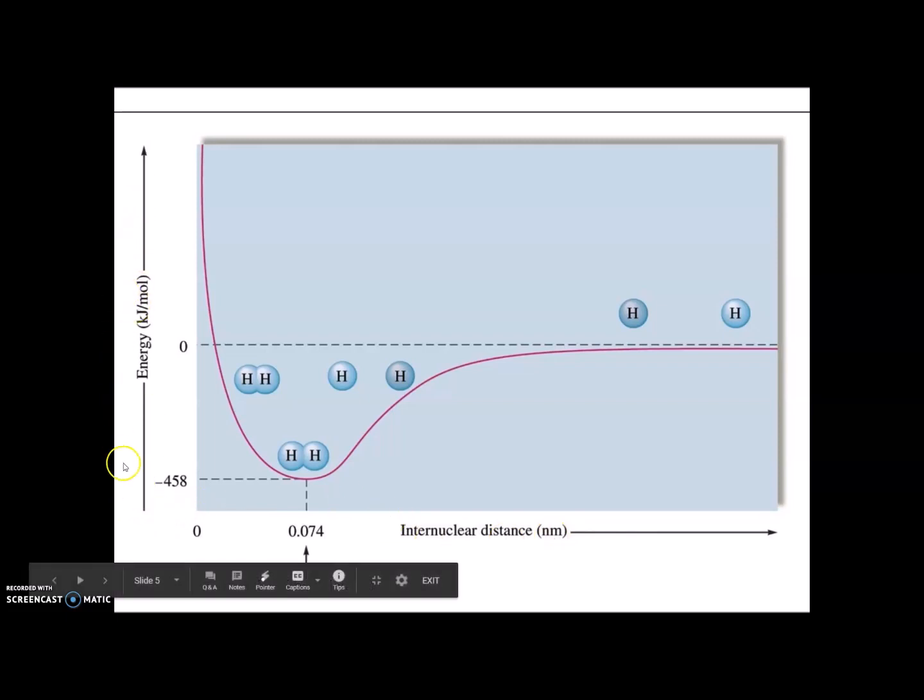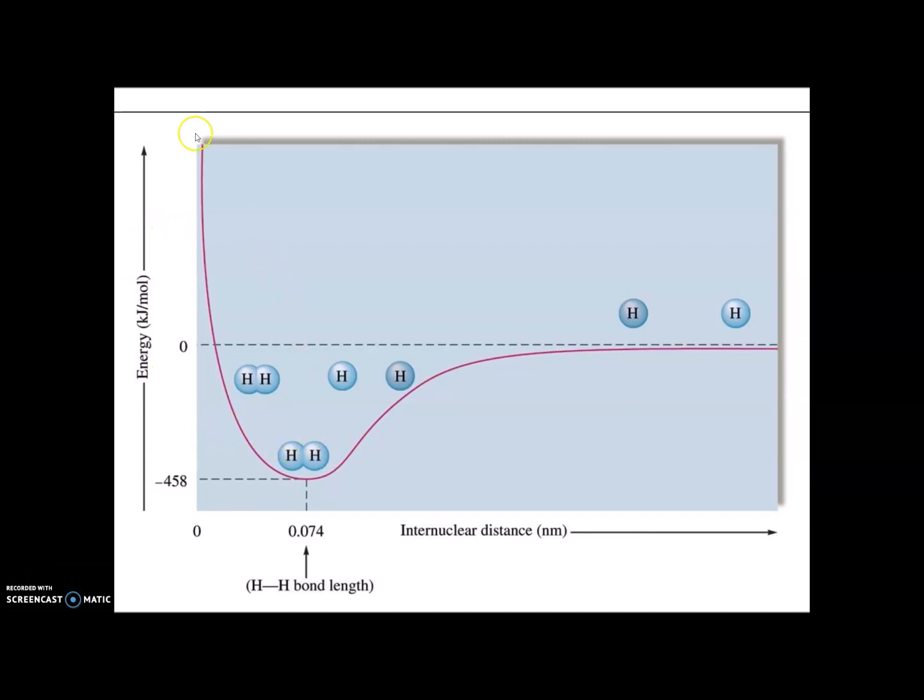On the y-axis, we have energy plotted with a release of energy being a negative number and an absorption of energy being a positive amount of energy. If you push the nuclei really, really close such that they're touching each other, the energy spikes way high. It spikes so high that you can't actually get them to touch each other because the electrostatic repulsion would be too great.